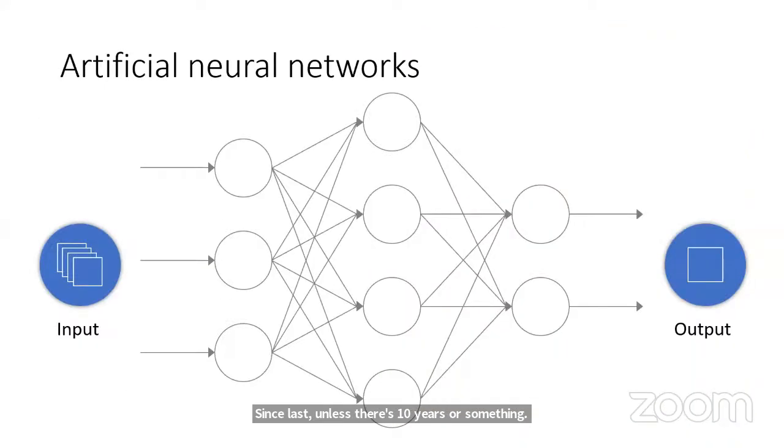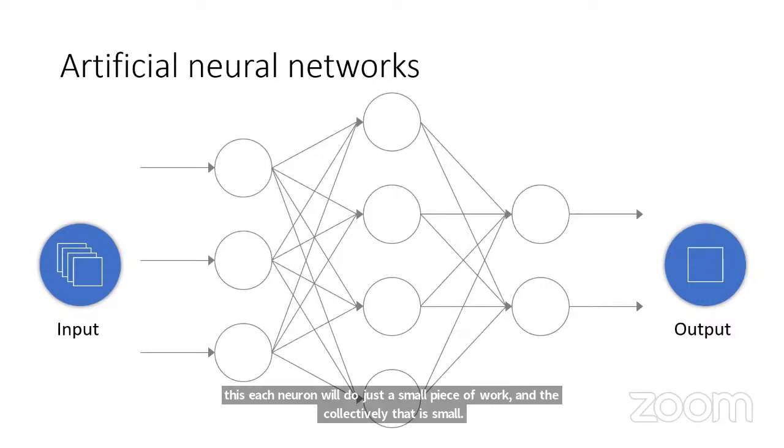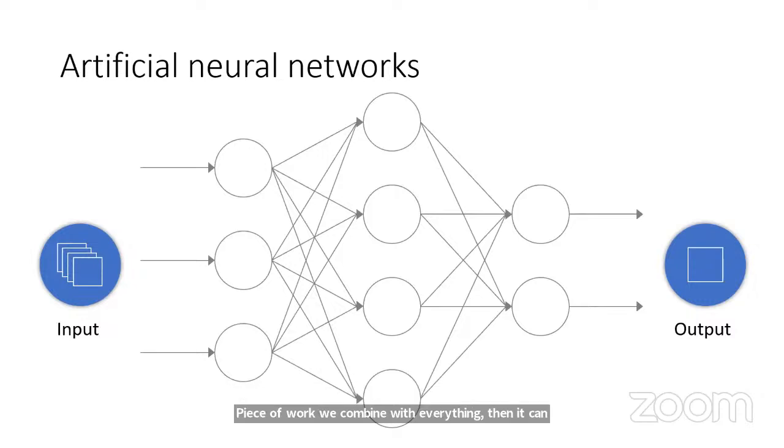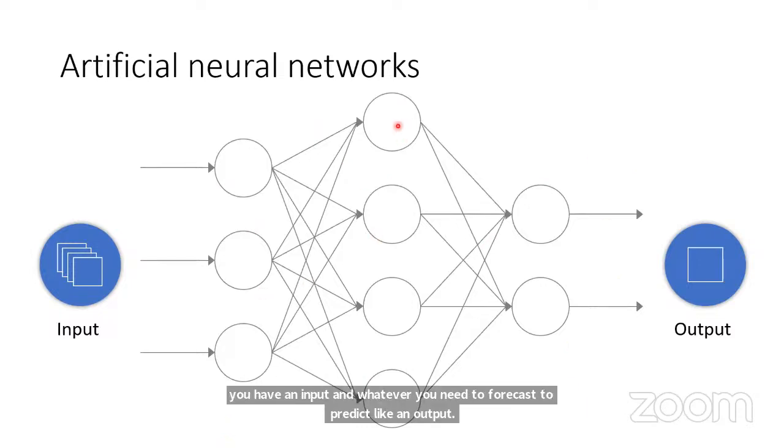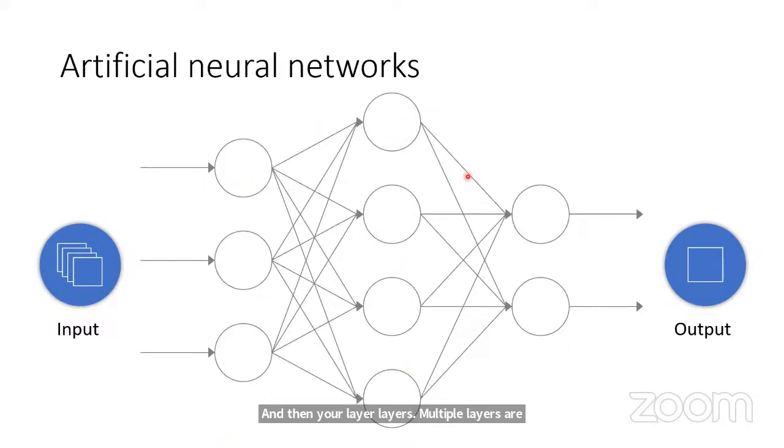So this is how the artificial neural network works. The artificial neural network is like our brain. In the brain, we have neurons. Same as in the artificial neural network, you have neurons. And these neurons are interconnected with each other. Each neuron does just a small piece of work, and collectively, when we combine all of that small work, it can solve very, very complex problems. So we can consider the artificial neural network in this way. You have an input and whatever you need to forecast or predict as an output, and then multiple layers are connected. I have just put one layer for simplicity, but there can be many layers, and each layer has many neurons.